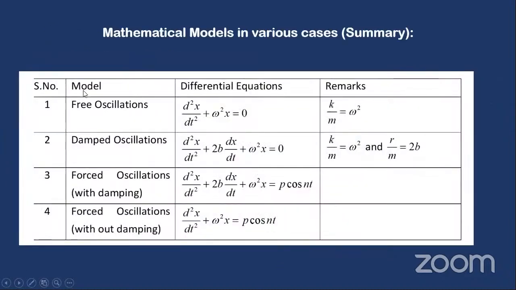Now, when it is a model of free oscillations, when there is no damping and you have just considered a spring and a mass, the differential equation which comes out is d square x by dt square plus omega square x is equal to 0, where omega square is k by m. And in case you have considered damped oscillations, as we discussed till now, this is the differential equation which you get. So when you consider damping, this is the differential equation you get.